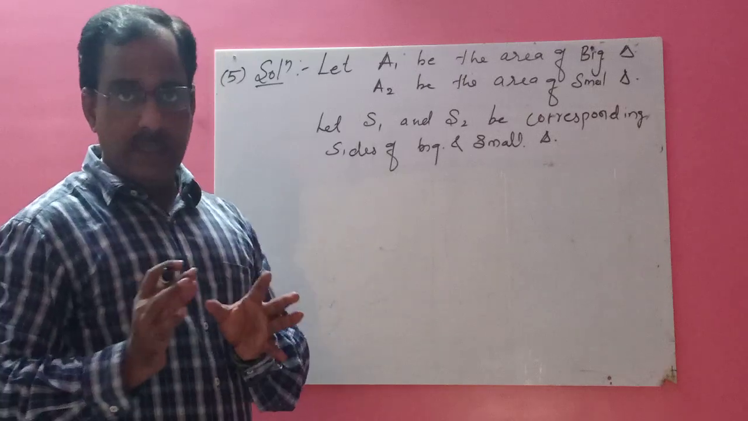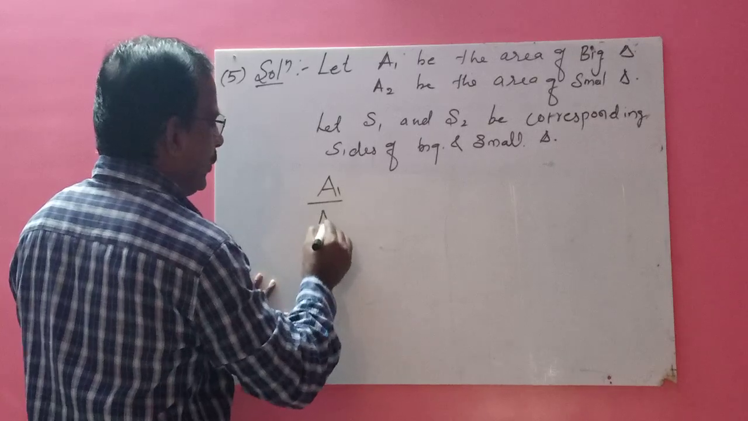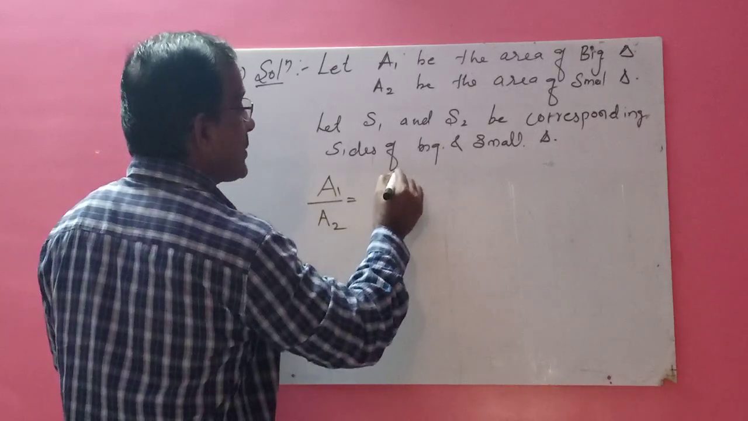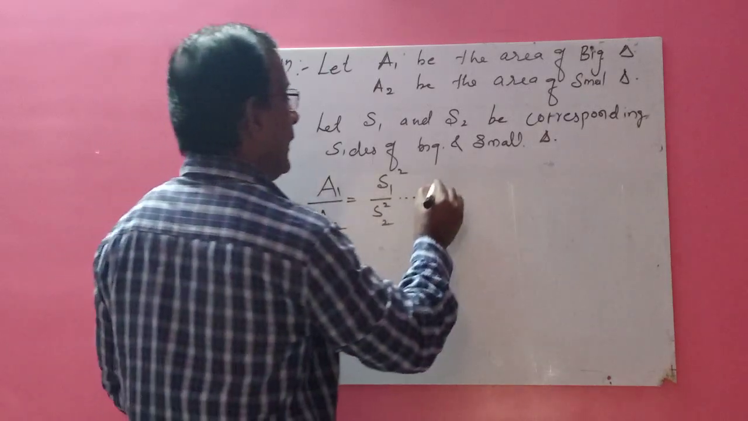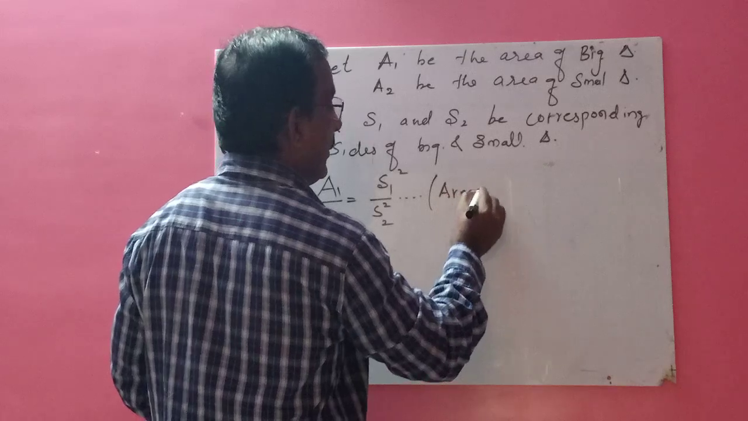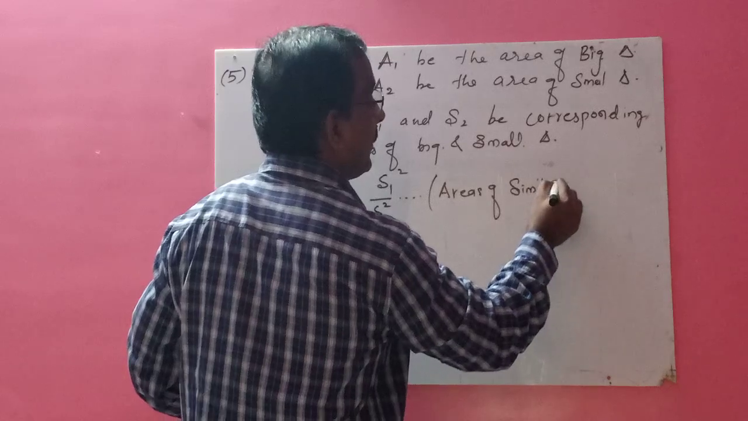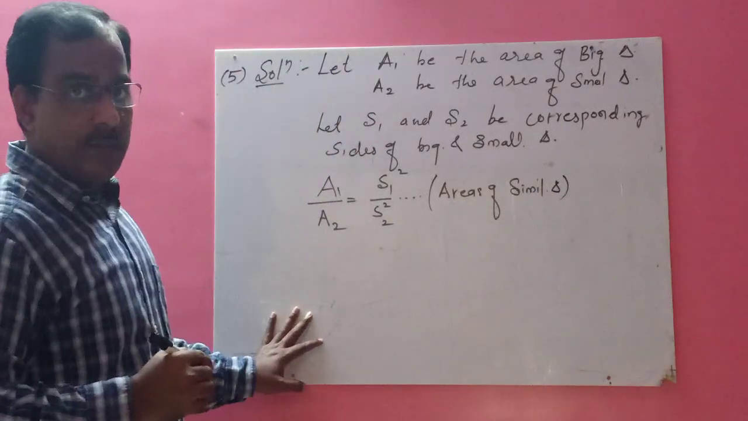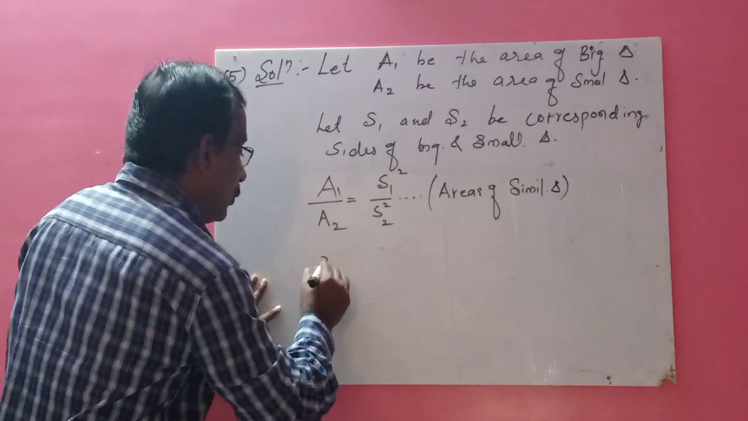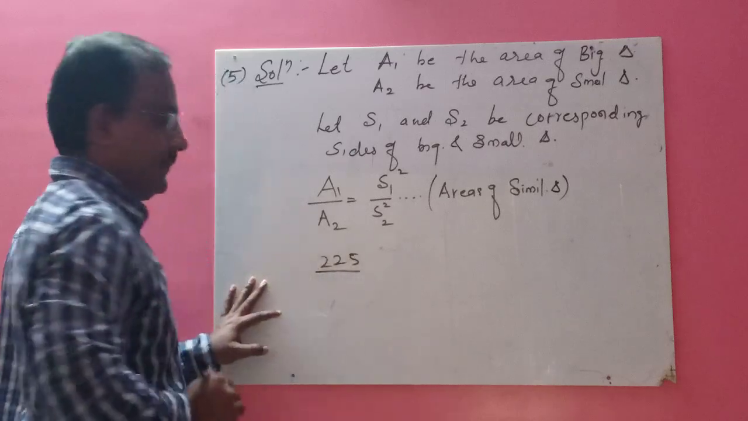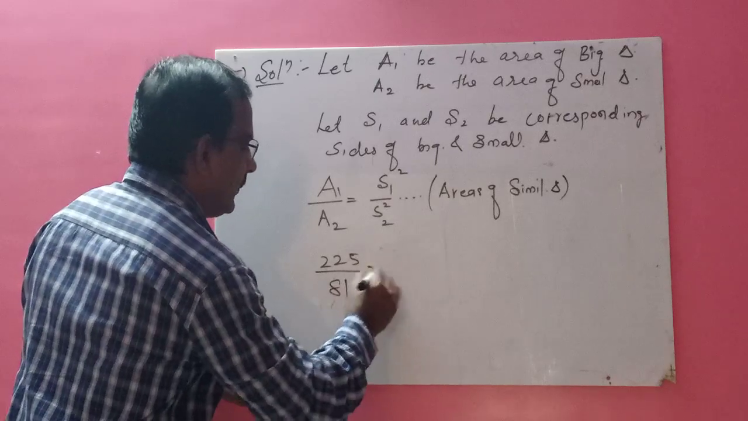Since the triangles are similar, so here you can get A1 upon A2 is equal to S1 square upon S2 square. Reason for this is areas of similar triangles, right? A1, it is area of bigger triangle, which is already given 225. A2, area of smaller triangle, which is given 81.